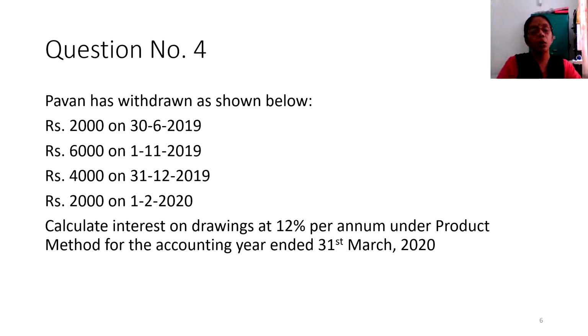30th June, 1st of November, 31st December and 1st of February. And so here the amounts are also given. 12% is the rate of interest per annum that should be taken for our computation, and we need to calculate the interest on drawings under product method for the period ending 31st March 2020, which means again we are on the financial year 2019-20. Our financial year is from 1st of April 2019 and ends by 31st March 2020.